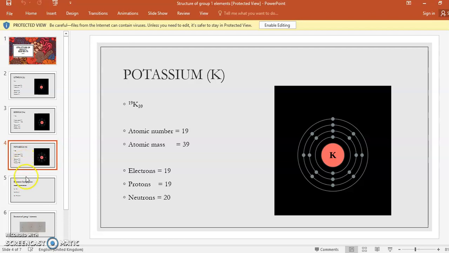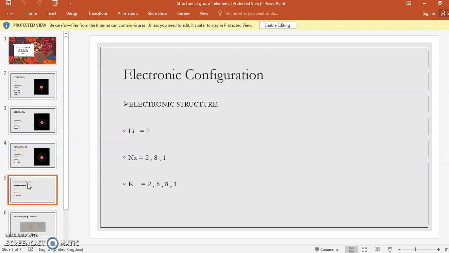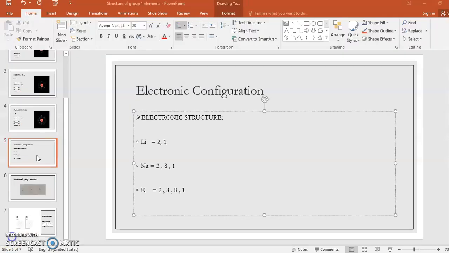Okay. Now see, I have done this for you. You can see in this slide, electronic configuration. Lithium 2, 1, then sodium 2, 8, 1, then potassium 2, 8, 8, 1. So electronic configuration for the alkali metals. For lithium it is 2, 1. For sodium it is 2, 8, 1. For potassium it is 2, 8, 8, 1.